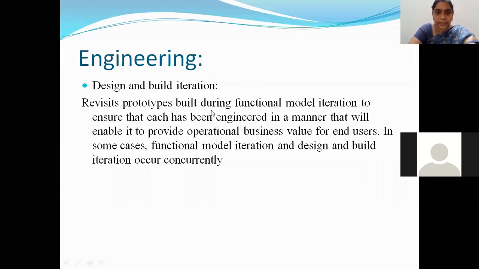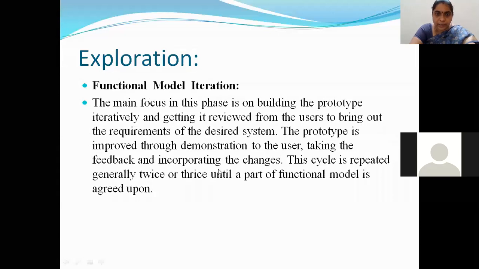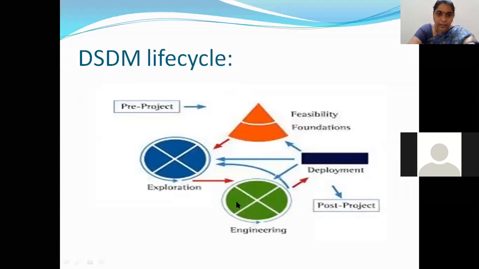Why? To make sure that it will provide operational business values to the end users. In order to recheck it, the same prototype which was built in the previous phase is rechecked again in this design and build iteration. In some cases, functional model iteration and design and build iteration occur concurrently. Maybe both of the things can occur concurrently. That is what is done in this engineering, design and build phase.